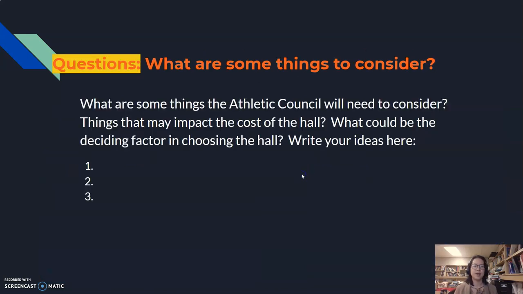This means that we cannot have a place that is too expensive and that students cannot afford. So first, even before we begin with the numbers, what are some things that the Athletic Council will need to consider? What are some things that will impact the cost of the hall? And in the end, we might want to have the most luxurious hall, or somewhere where it's really beautiful, or maybe it has a lot of amenities, for example, in a very nice, expensive venue.